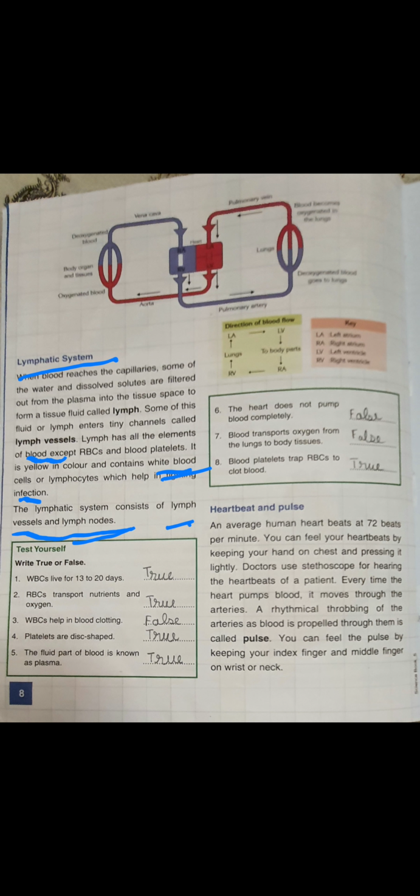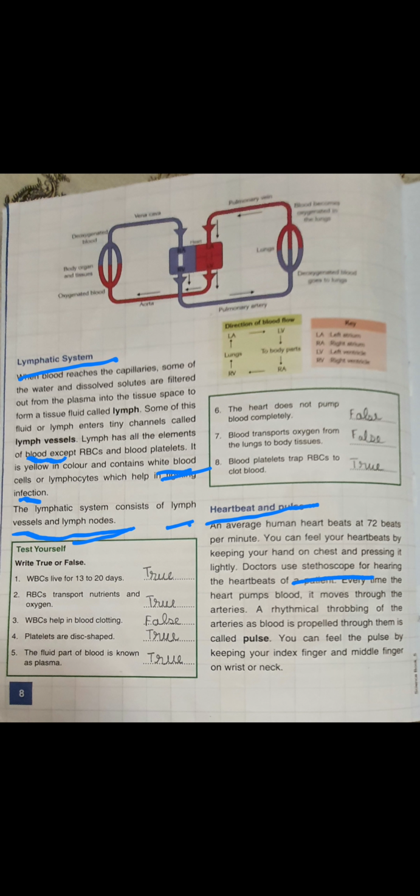Okay, now the heartbeat and the pulse. Now, what is this heartbeat and the pulse? An average human heart beats at 72 beats per minute, and you can feel your heartbeat by keeping your hand on your chest and pressing it lightly. Doctors use a stethoscope for hearing the heartbeats of a patient.